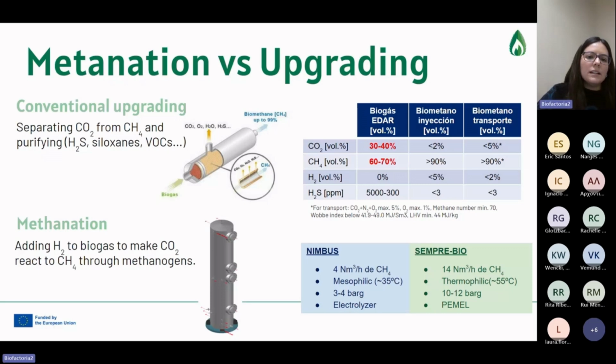In a conventional upgrading, it's just the separation of the CO2 from the methane and purifying from the hydrogen sulfide, the siloxanes, and the volatile organic compounds, where the CO2 has difficult valorization, and in the vast majority of the cases, it's directly vented to the atmosphere. But with the implementation of the methanation in both projects, this situation is expected to be resolved by adding hydrogen to the biogas to make the CO2 react to methane through the methanogens. Additionally, biological methanation can increase the amount of biomethane available for sale by between 40 and 80%.